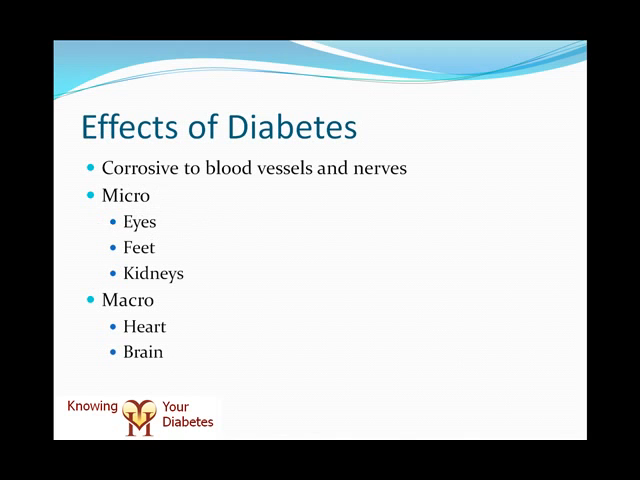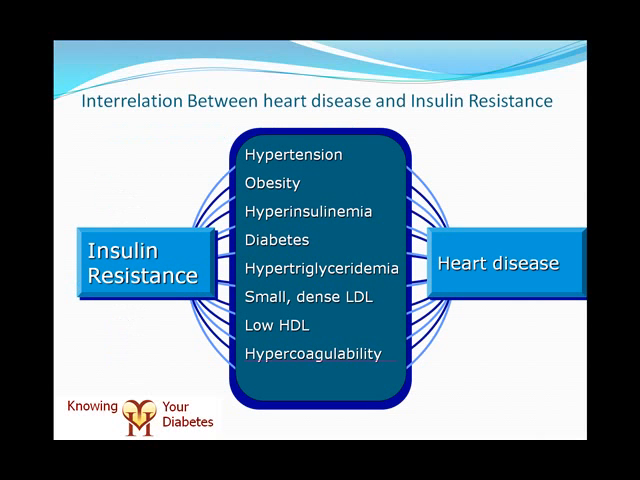What are the effects of diabetes? Diabetes is basically corrosive to blood vessels and to nerves. There are microvascular problems associated with diabetes that affect your eyes, your feet, and your kidneys. The macrovascular effects primarily are on your heart and your brain. In your heart, this results in heart attacks, and in your brain, it can result in a stroke. There is a significant interrelationship between heart disease, insulin resistance, and diabetes. Insulin resistance is related to high blood pressure or hypertension, obesity, elevated levels of insulin, diabetes, high triglycerides, small dense LDL, low HDL, as well as clotting disorders.